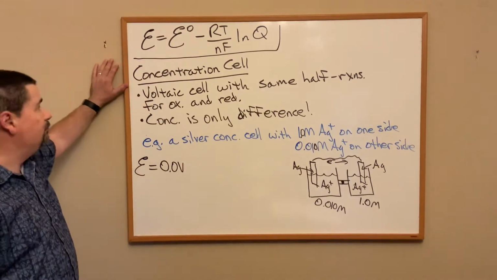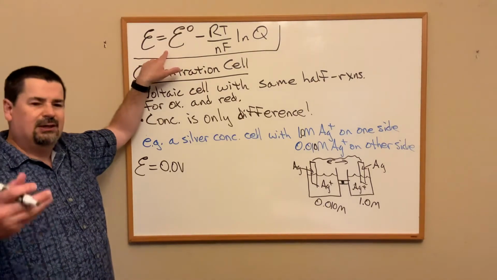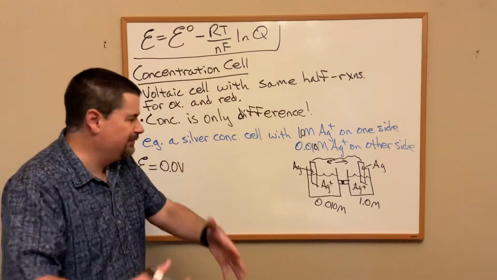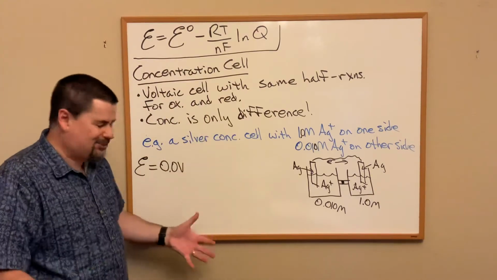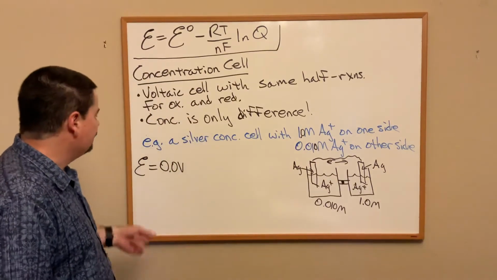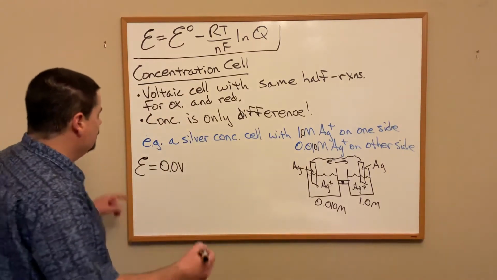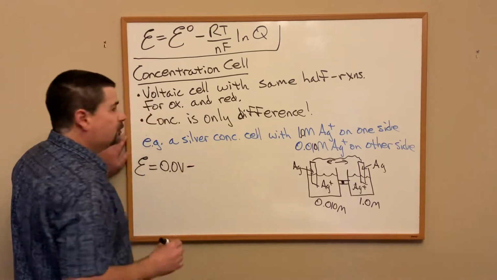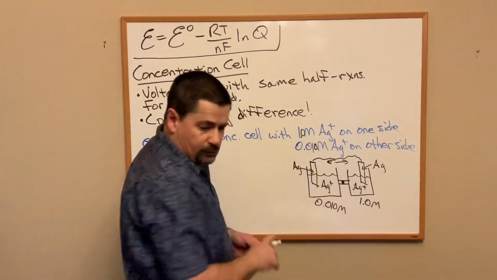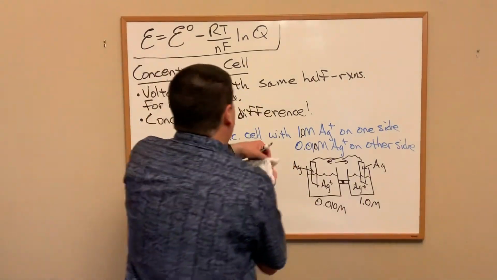How do I know my E naught is 0 volts? Well, at standard conditions, we have no potential. Remember, if both of these concentrations are 1 molar, there's no potential. So we've got 0 volts minus, and I'm actually going to plug in the other equation. Let me write it up here real quick.